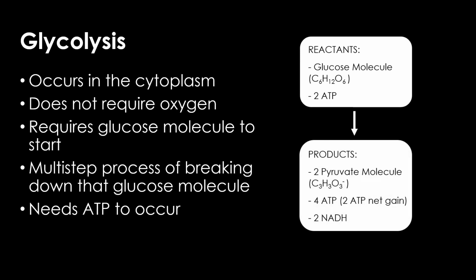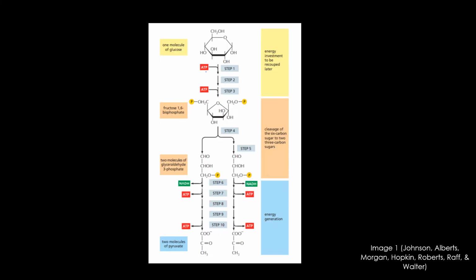As shown in the right corner of the screen, the reactants include the glucose molecule and 2 ATP. The products of glycolysis are 2 pyruvate molecules, 2 NADH molecules, and a net gain of 2 ATP molecules. As seen in the image, the steps of glycolysis are split into 3 main sections: energy investment, where the ATP is inputted; cleavage, where the glucose is split into the 2 pyruvates; and energy generation, where the ATP and NADH are formed.